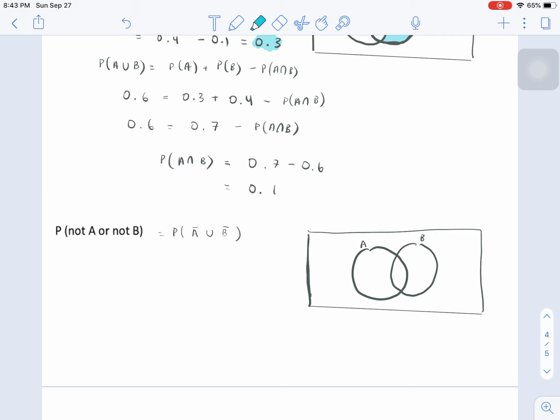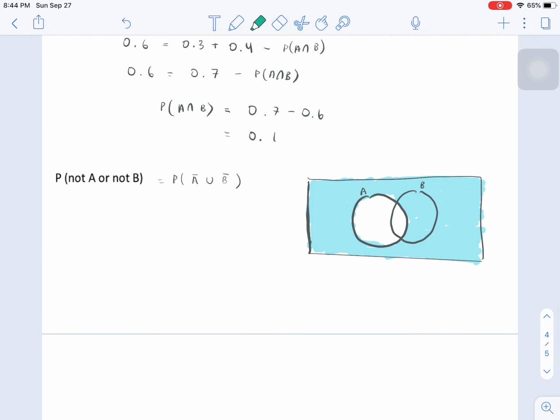The union of two events, I simply smush those two events together. Not A is everything outside of A. So that's everything not in the A circle. Shade all that in. Not B is everything not in the B circle. So that's everything outside of B. Shade that in. So I want to find the probability of all this shaded area, right? That's not A, union, not B.